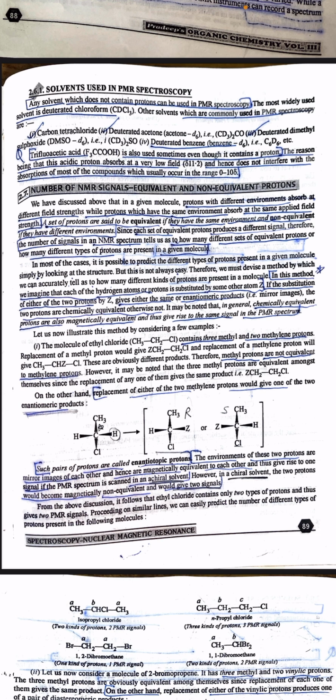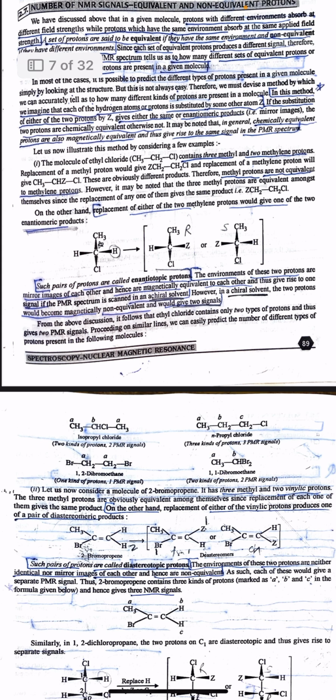However, it may be noted that the 3 methyl protons are equivalent amongst themselves, since the replacement of any of them gives the same product. On the other hand, the replacement of either of the two methylene protons would give one of the two isomeric enantiomeric products. Such pairs of protons are called enantiotopic protons. The environments of these protons are mirror images of each other, and they are magnetically equivalent and thus give rise to one signal.